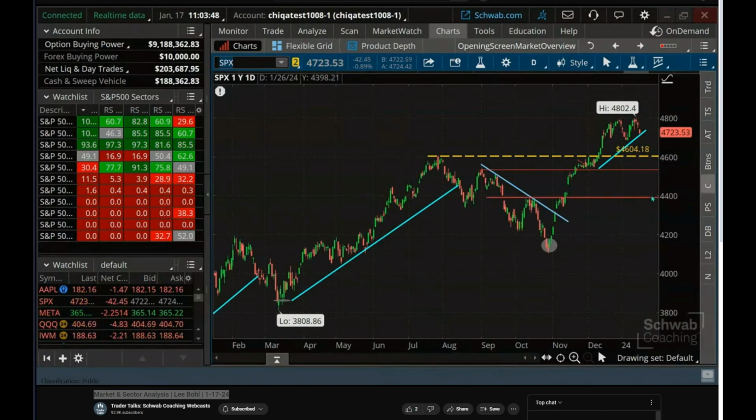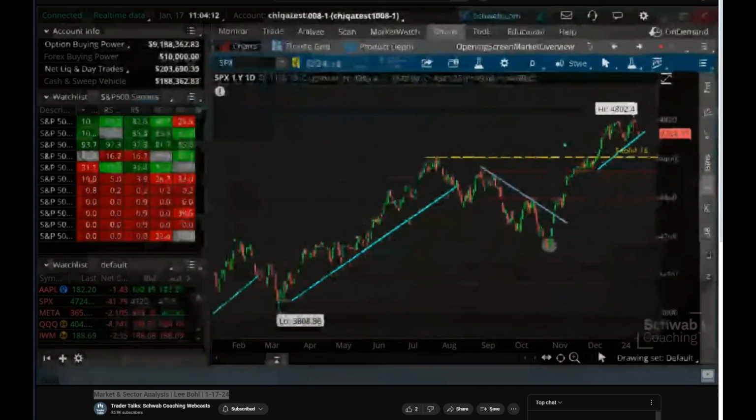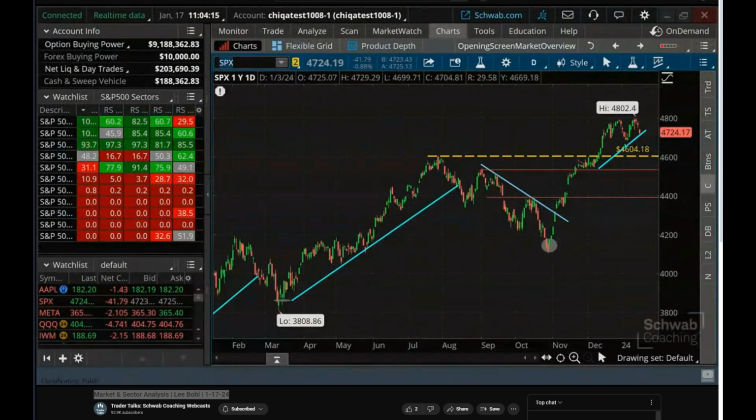A couple of things we could notice here. We are still holding this trend line. Trend lines have been pretty accurate at showing changes in trend. You can see when we broke this one on the downside, we went up, and we're still holding this one, but we are right on it. So let's see if we're around any moving averages, and whether we are anywhere around other support levels.